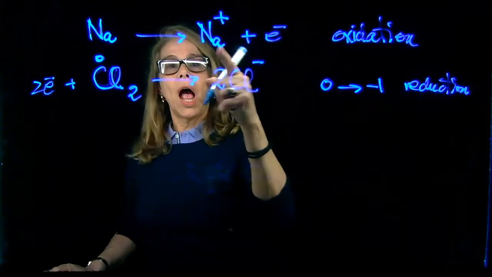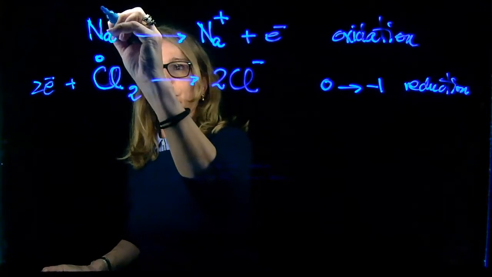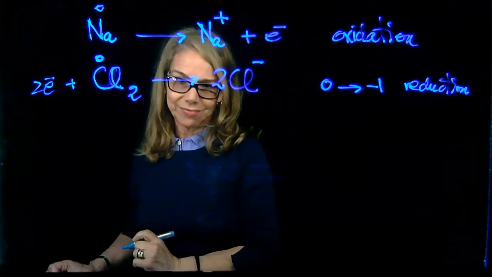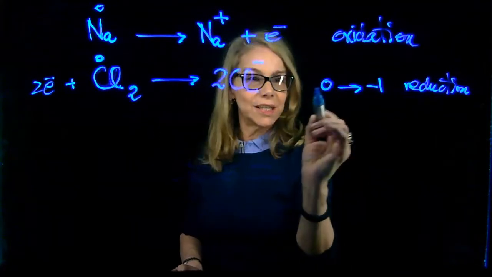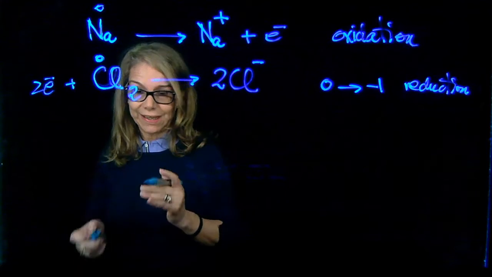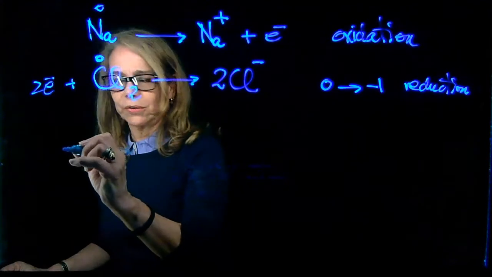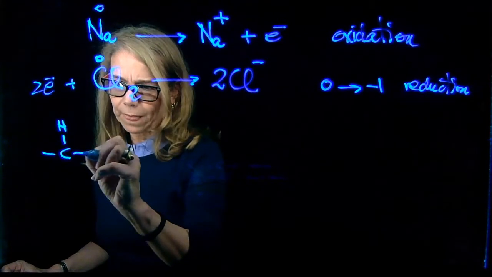So again, oxidation state, oxidation number increases. So here it is going from 0 to +1, increasing. And here the oxidation number is decreasing from 0 to -1. And let's look again at our series of organic molecules. We did before methane.